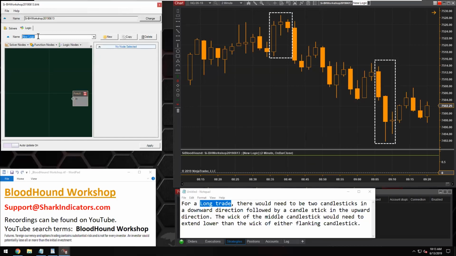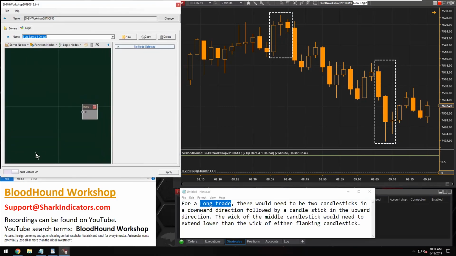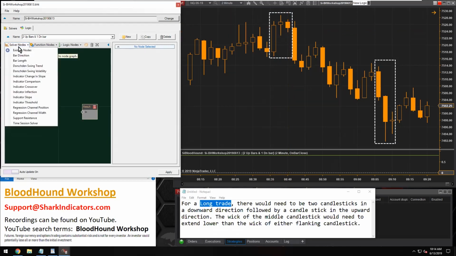So let's see. All right, something like that. Anyways, you probably want to come up with some kind of a name here for your logic template, or at least a good name for the file name. And I guess typically you just name your logic template like entry signal or something like that. Pretty common. All right, so let's see. We need two up bars followed by 2 down bars. So this is going to be fairly simple.